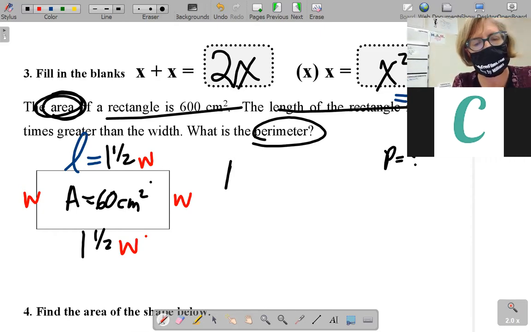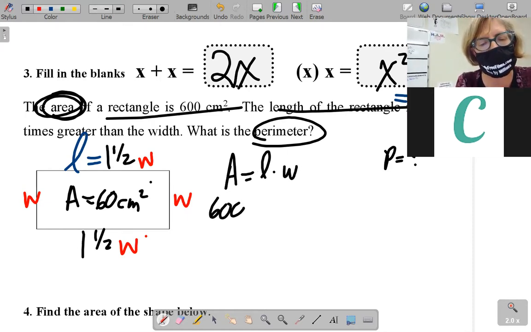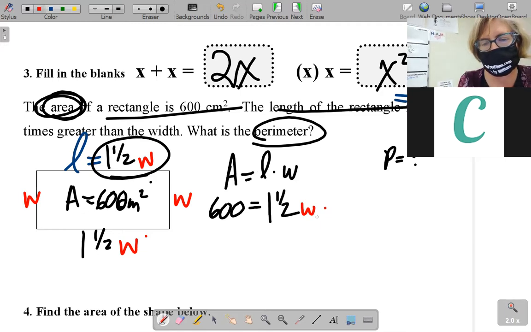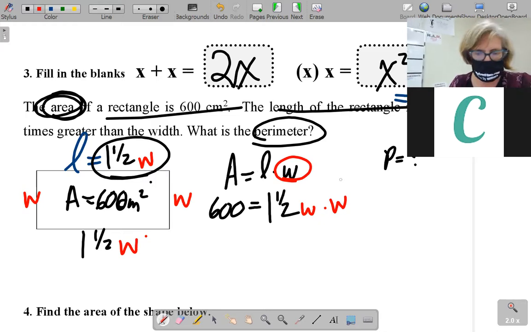The area, so 600 centimeters squared. So yeah, area equals length times width. So we have 600 equals. Now what are we going to use for length? The 1 1/2. Yeah, W times, and your width is W. Are you okay with what I just did? Yes. Okay.